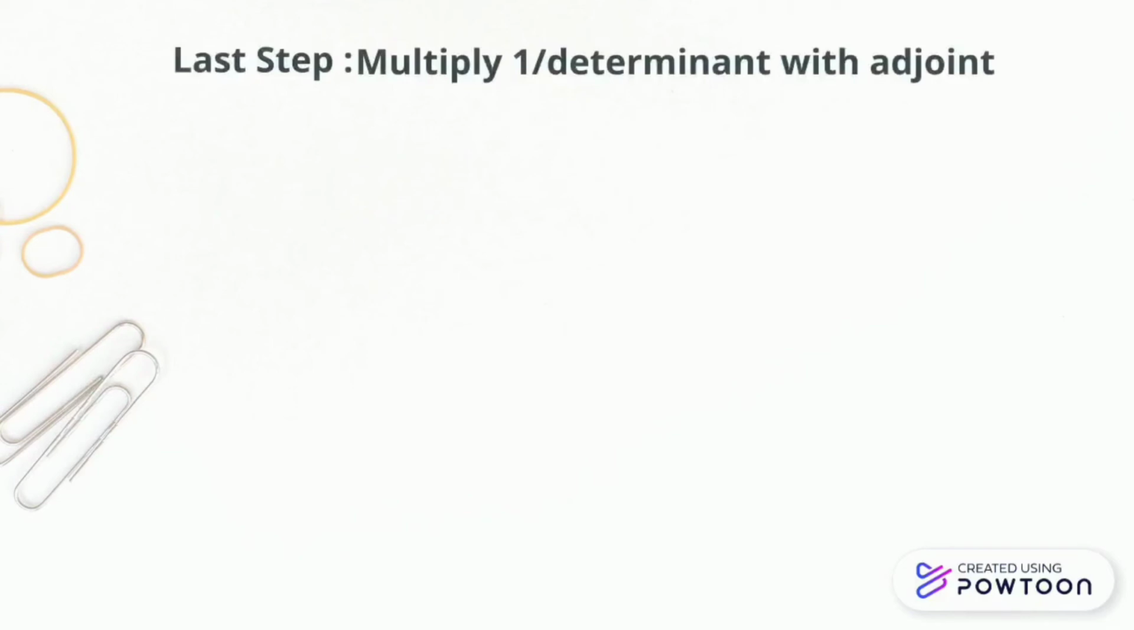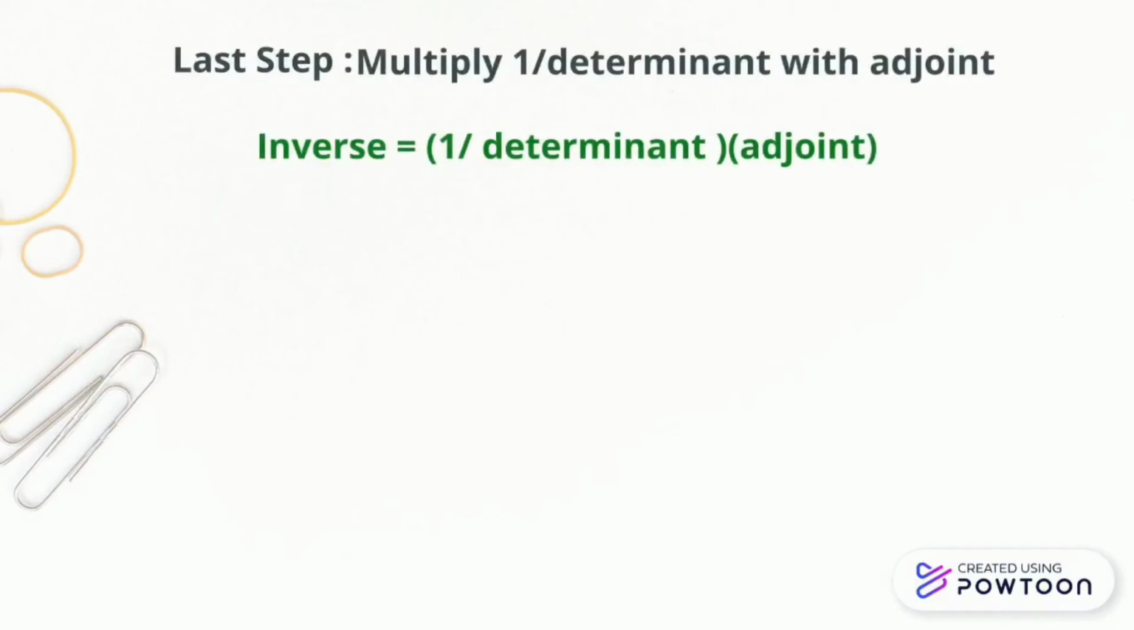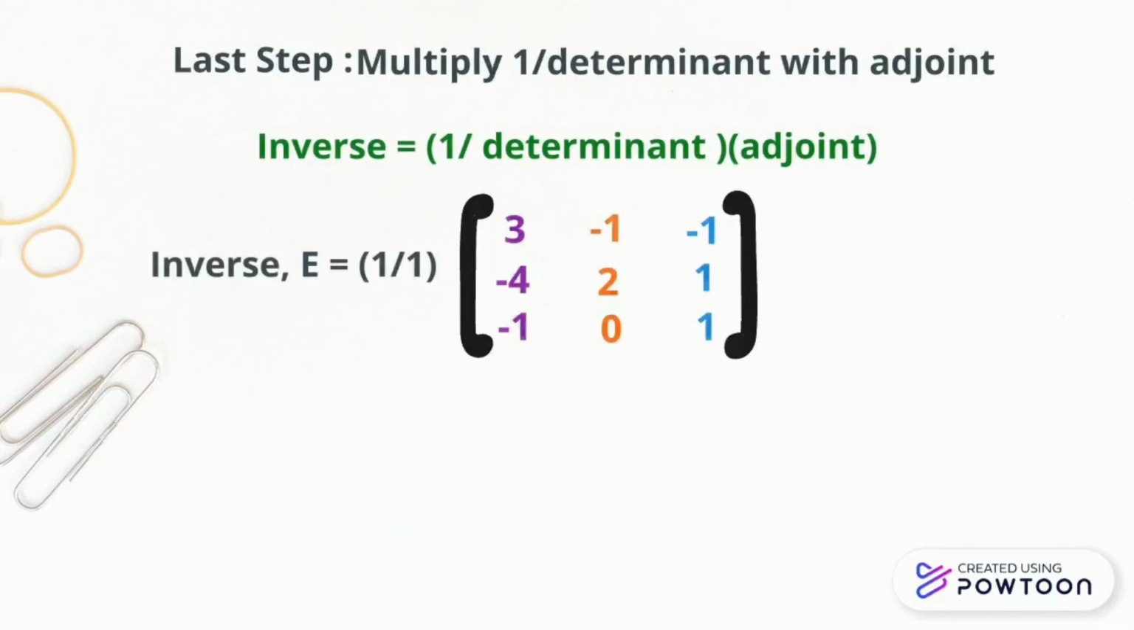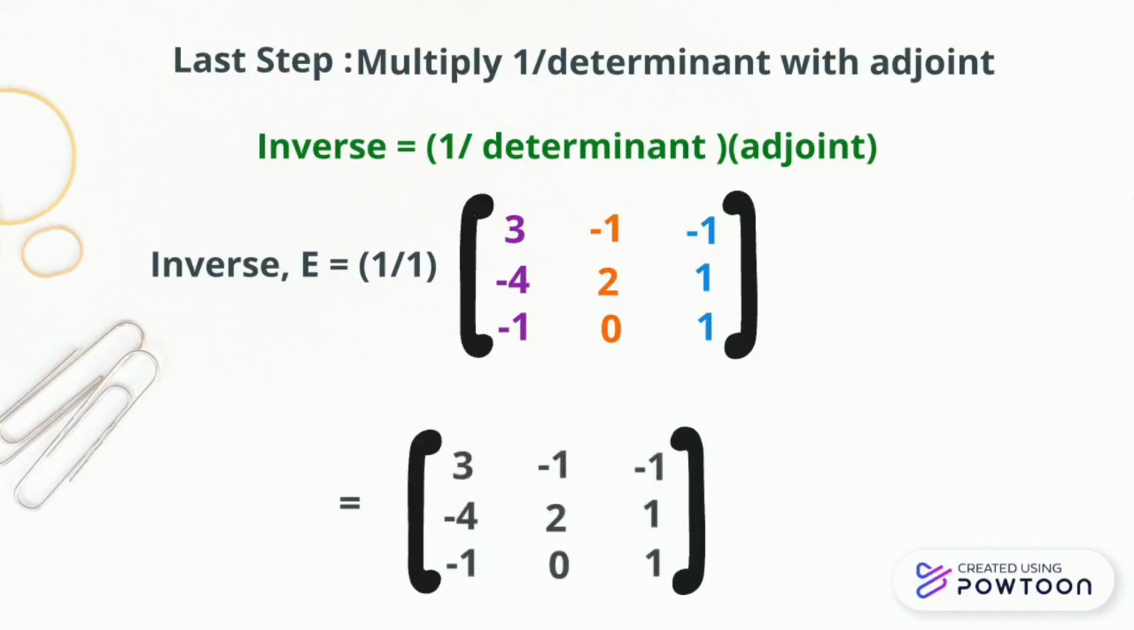Step 5. Multiply 1 over determinant with the adjoint. To do the inverse, we need to multiply 1 over determinant with the adjoint. In this case, we have determinant 1. So 1 over 1 will be multiplied with each element in the adjoint. So we will get the answer for inverse E.